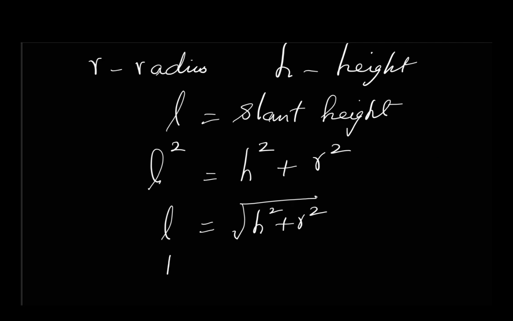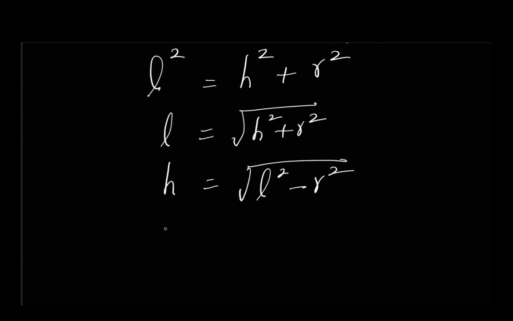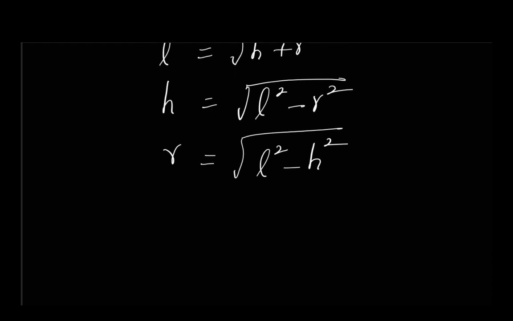If I want h, take r squared to the other side: h equals the square root of l squared minus r squared. And if I need r, take h squared to the other side: r equals the square root of l squared minus h squared. Now we will see the curved surface area of the cone.